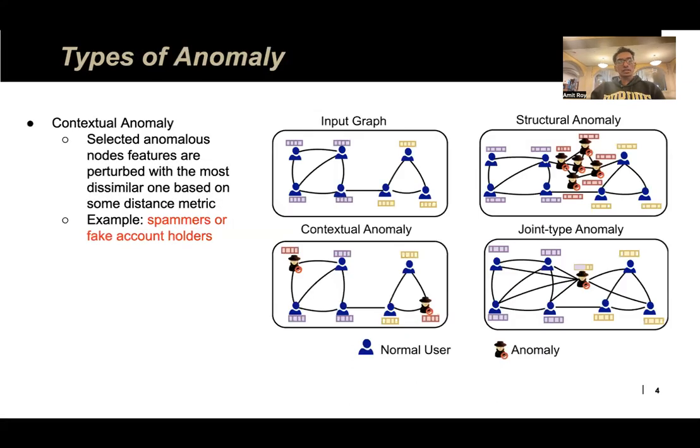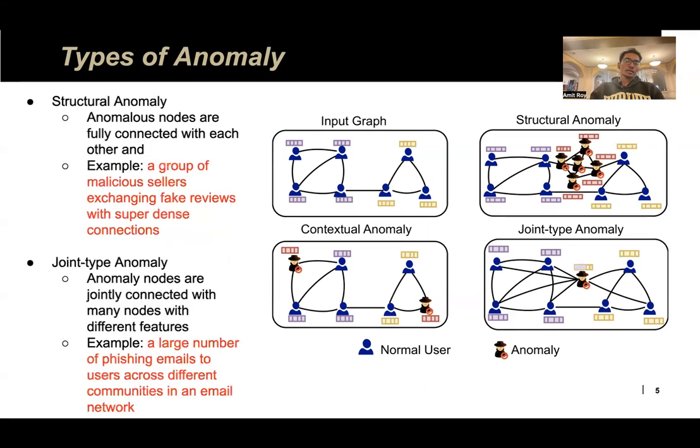So let's first look at some types of anomaly. There could be contextual anomaly, where one node will have significantly different features compared to other nodes in the network. It could be like spammers or fake account holders in a social media network who don't actually add information in their profiles. So their profiles or their features in a network are quite different compared to other normal nodes.